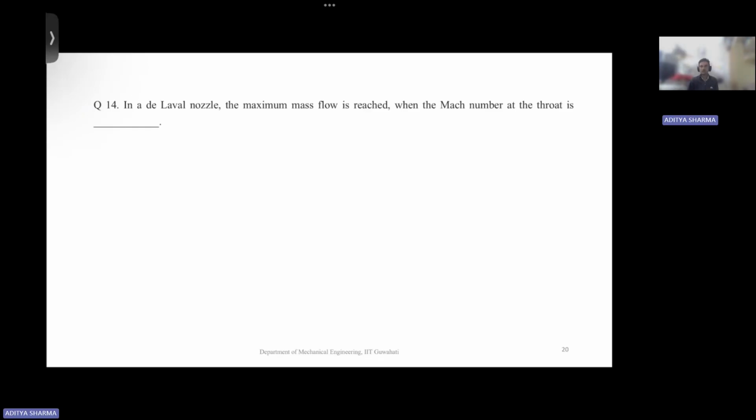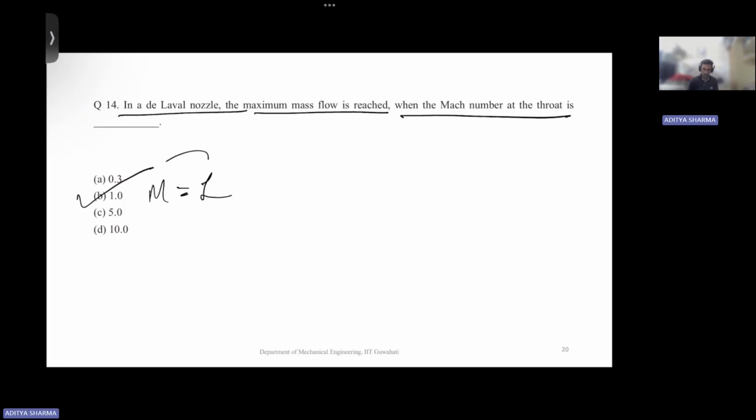Then question number 14 is there, which asks that in a CD nozzle, the maximum mass flow rate is reached when the Mach number at the throat is, four options have been given, 0.3, 1, 5, 10. So when Mach is 1. So we have discussed this. Okay, so B is the correct option.